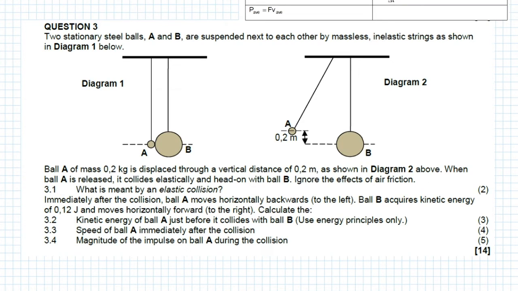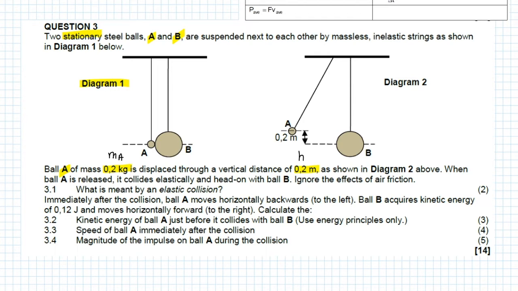This question says, two stationary steel balls, A and B, are suspended next to each other by massless inelastic strings as shown in diagram 1. Ball A of mass 0,2 kilograms is displaced through a vertical distance of 0,2 meters as shown in diagram 2. So far we have the mass of ball A, and we also know the height to which it is raised.